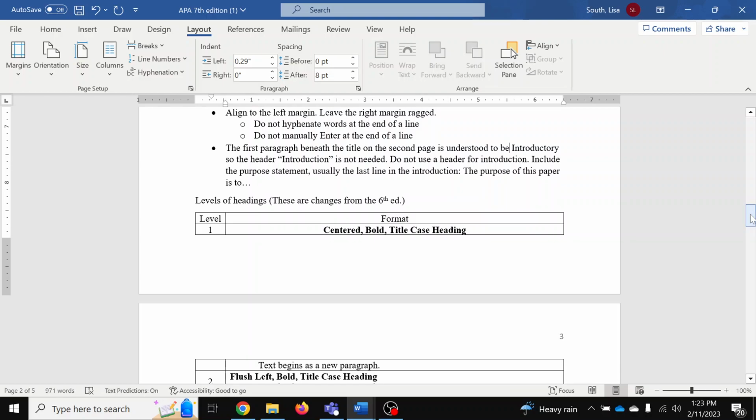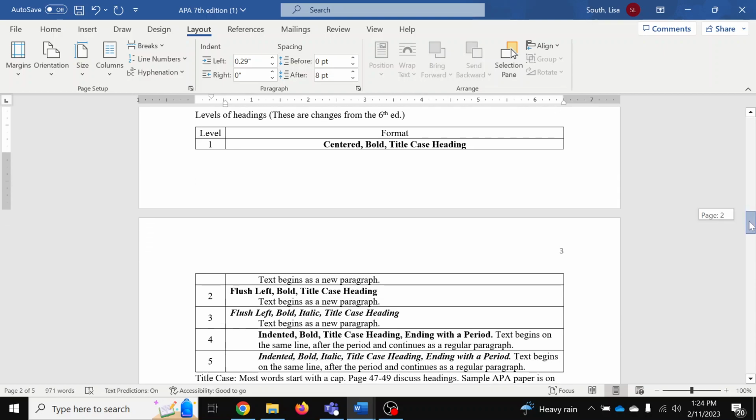Now, the first paragraph underneath the title on that second page, under the title page, is the introduction. End that introductory paragraph with this statement: The purpose of this paper is to, and finish that sentence. That's the last thing in your introduction. You've made your introduction. You've used some statistics to show why this is important. Therefore, the purpose of this paper is to. Okay, finish the sentence. Go to your next heading.